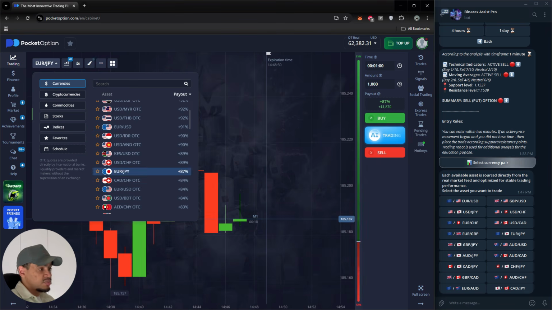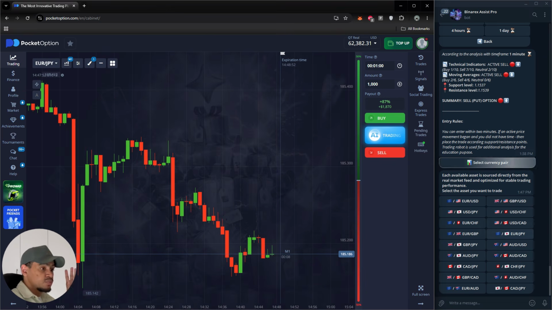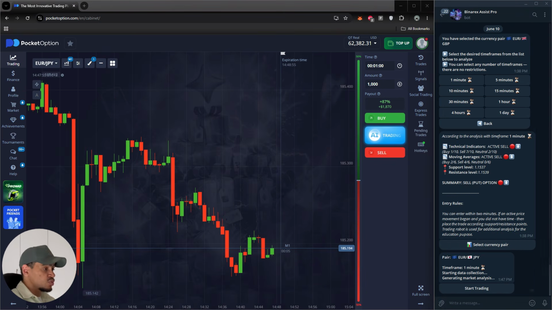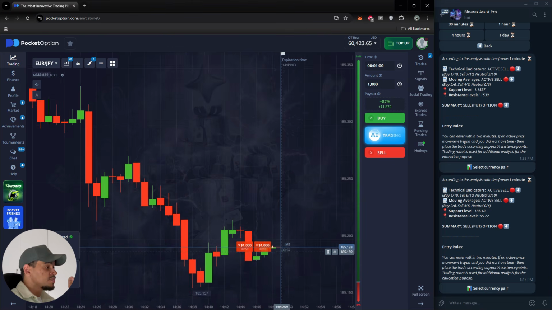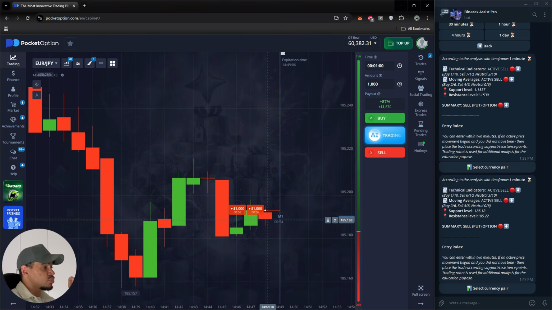Let's do Euro Japanese Yen, for example. Again, pretty good payout, so we're gonna let the robot do the magic here, start trading, and we again have a fresh candle right here. This is the best type of entry where you just have a candle spawn. We're gonna place 2,000 here, see how the price behaves in the next couple of seconds, and then adjust.